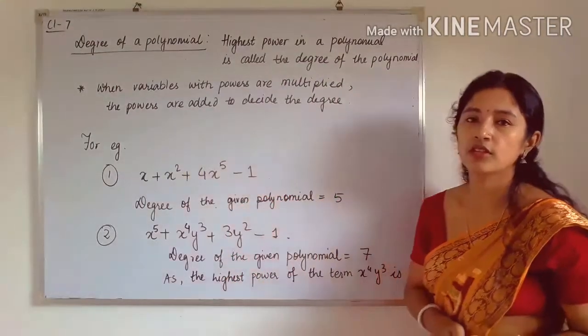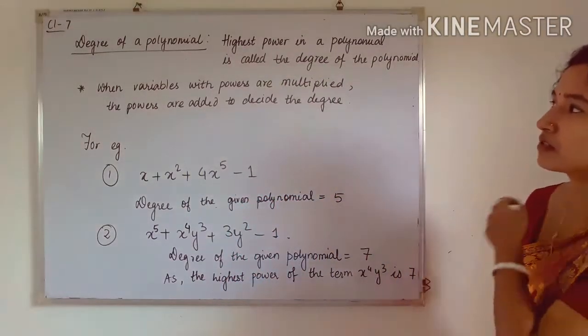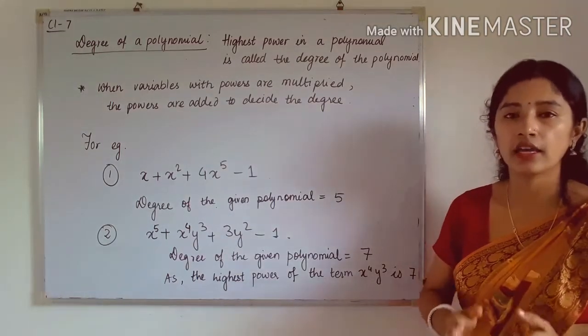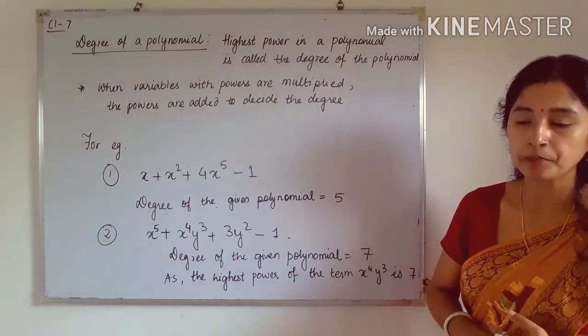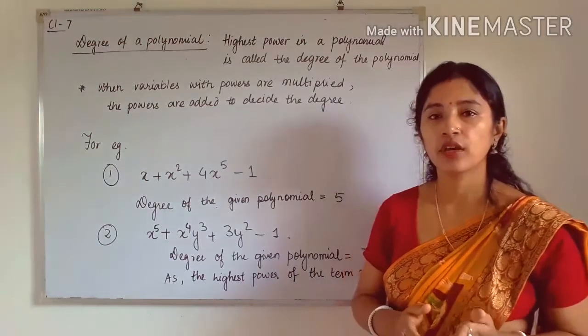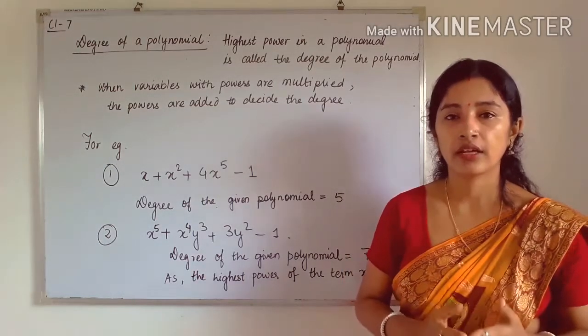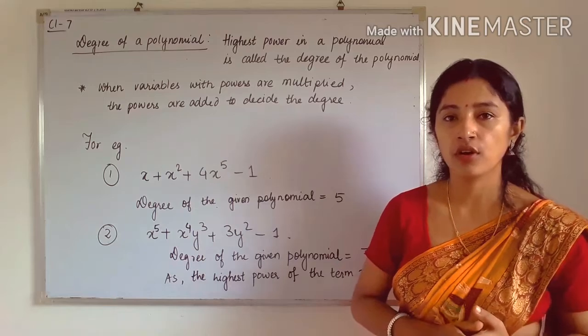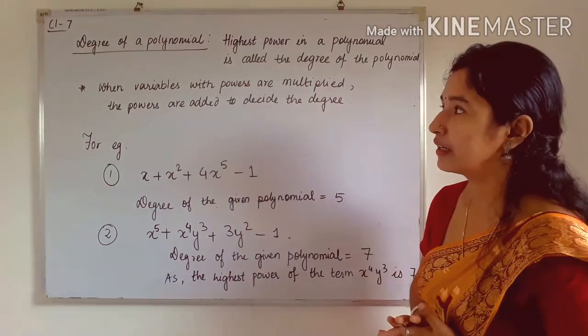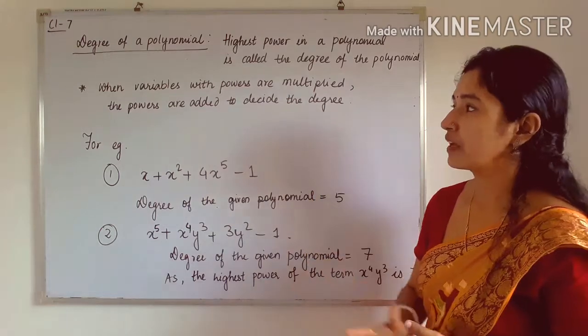So today I am going to discuss the next topic of this chapter, that is degree of a polynomial. So what do you mean by degree? Degree means the highest power of a polynomial. If a polynomial contains many terms and many variables, you have to see the highest power of the variables. So this is called degree. I will discuss examples of it.